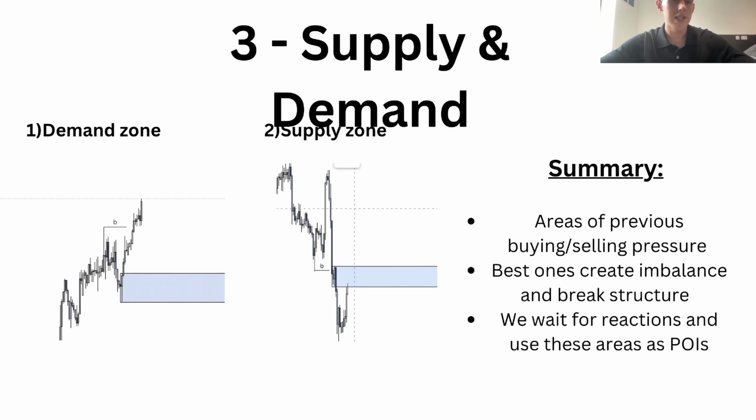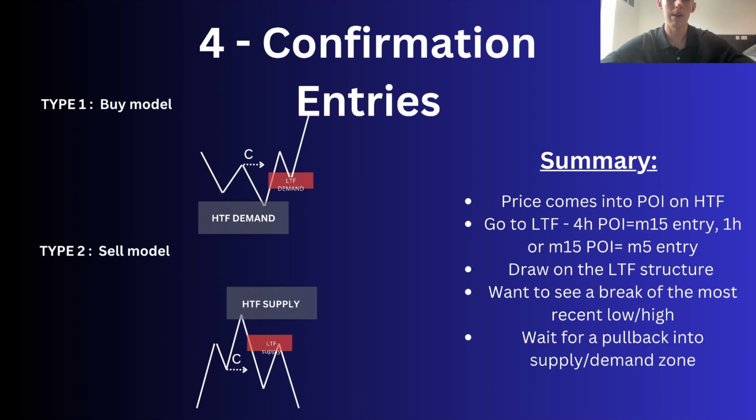And final bullet point is that we want to wait for the reaction in these zones rather than just set a limit on them. And that brings us to step 4, which is this idea of a confirmation entry. There are lots of different types of confirmation entries. You know, you could use one rejection. You could wait for price to reject the area 3 times. You could wait for an engulfing candle.